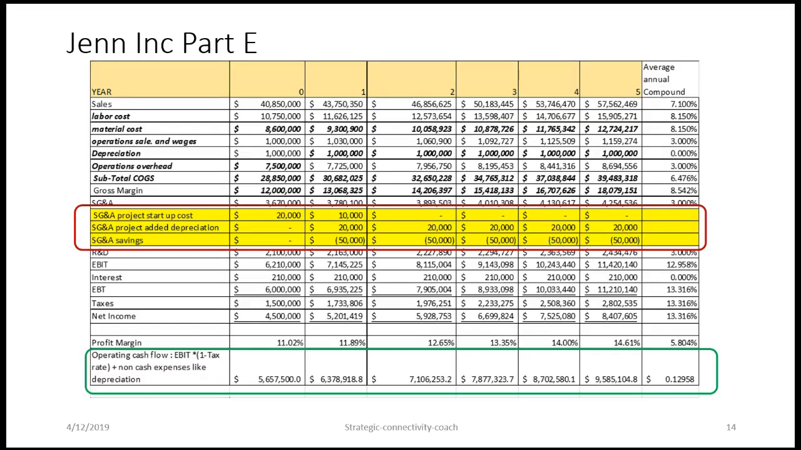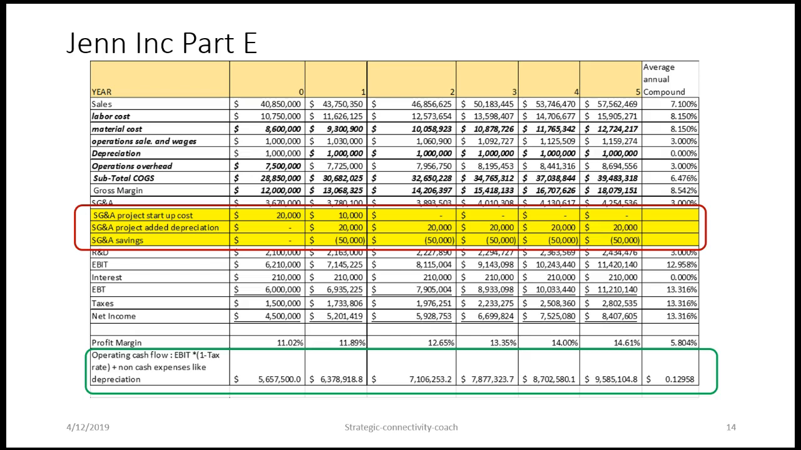So in that Part E, one of the projects we had was to say, if the company is going to invest in a software, ERP software, that's going to allow them to make their HR activity more efficient. So there were some costs associated with the training. So we basically added these into our income statement. The SG&A startup cost in year 1 was $20,000. In year 2 it was $10,000. These would be things like the training, defined in the case study.